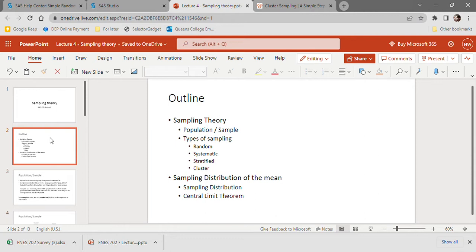And then in a separate lecture, we will go over the sampling distribution of the mean, a sampling distribution, and the central limit theorem. And then a third lecture is going to be the lab portion, where I'm going to go over everything that we're going to cover in the 2 lecture slides. And we're going to use SAS to perform some sampling and apply some sampling distribution and central limit theorem analysis. So without further ado, let's start tackling these slides.